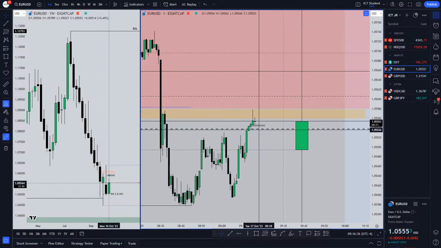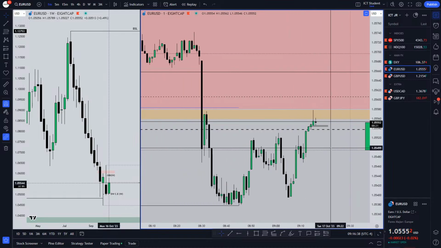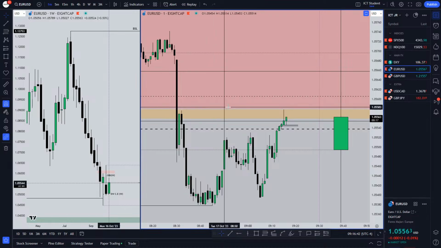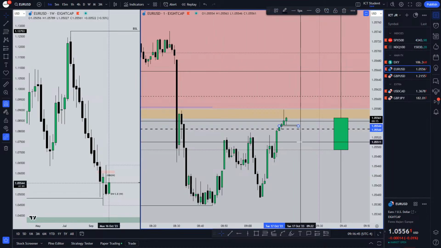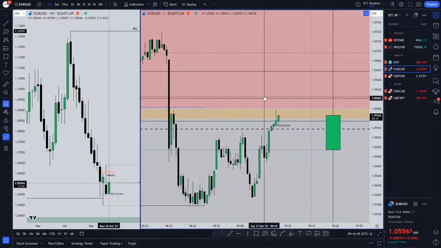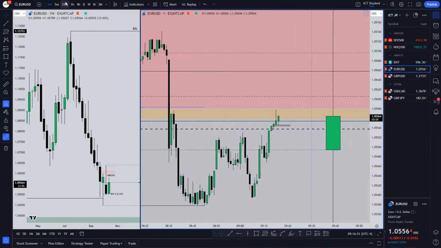A little rally up there. I wouldn't mind if we come up a little bit more. Come up here, that's kind of where my trade idea would be, above in a premium. Tap in here, the consequent encroachment of this inverse on the 15.